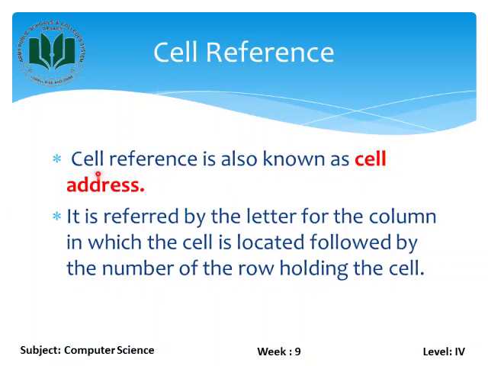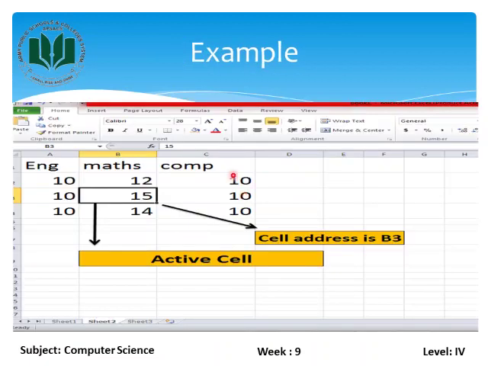Cell reference. Cell reference is also known as cell address. It is referred to by the letter for the column in which the cell is located, followed by the number of the row holding the cell. In this example, you can see that this is the cell and its cell address or cell reference is B3. The B is the column name and the 3 is the row number. Both make a cell address or cell reference. So you can identify a cell by its cell reference or cell address.